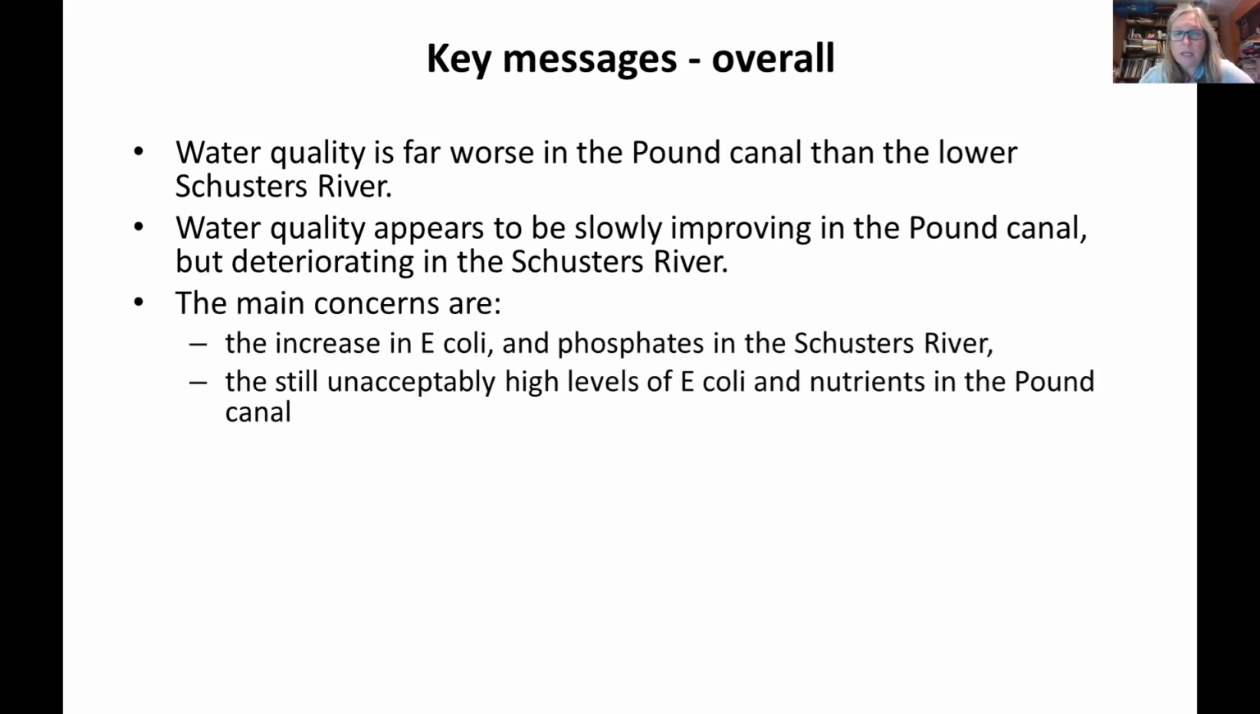The main concerns then are, I would say, an increase in E. coli and phosphates in the Schisters River, and the still unacceptably high levels of E. coli and both nutrients in the Pound Canal.